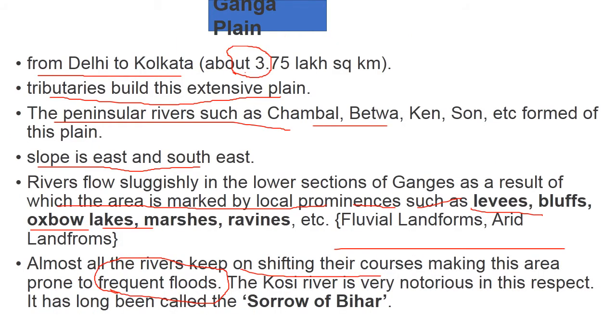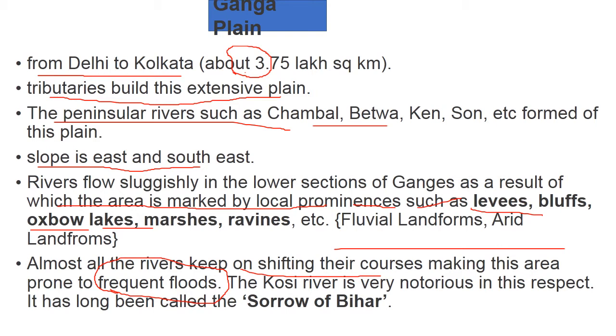Then the Ganga Plain. It's from Delhi to Kolkata, about 3.75 lakh square kilometer area, and this is the world's most plain region, and the world's most fertile land is located here. The tributaries build its extensive plains. I mean, not only the Ganga but its tributaries also play an important role in this deposition. The peninsular rivers such as the Chambal, Betwa, Ken, Son are the main tributaries. They play an important role in the formation of this plain.